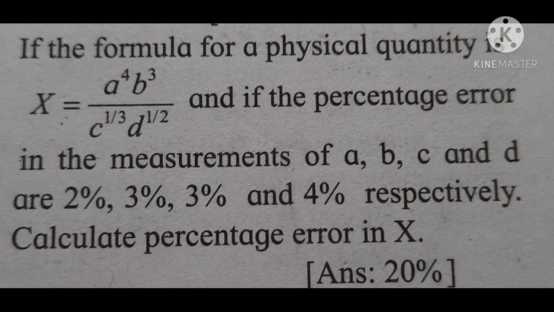If the formula for a physical quantity is capital X equal to a to the power 4, b to the power 3 divided by c to the power 1 by 3, d to the power 1 by 2, and if the percentage errors in the measurement of A, B, C and D are 2%, 3%, 3% and 4% respectively, calculate the percentage error in capital X.